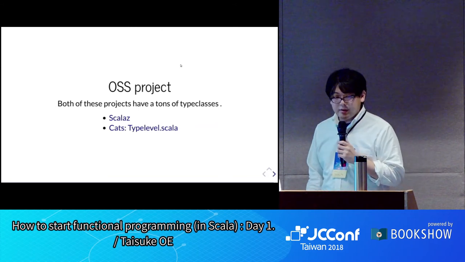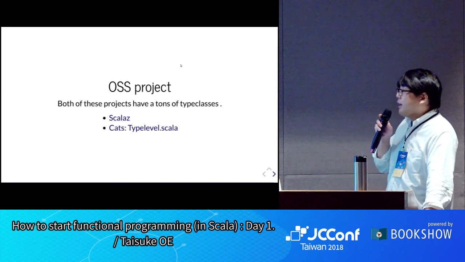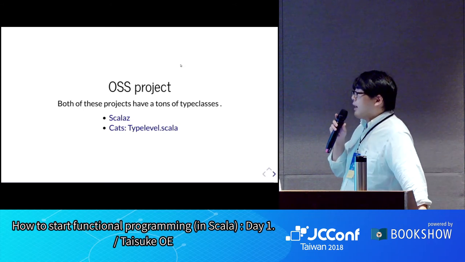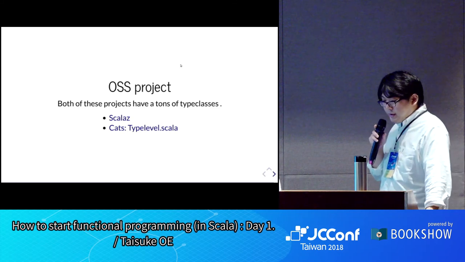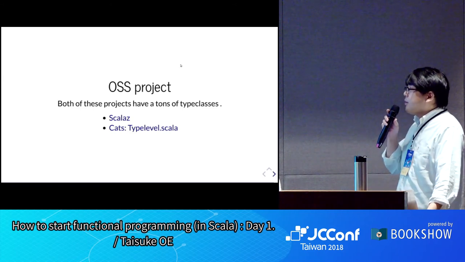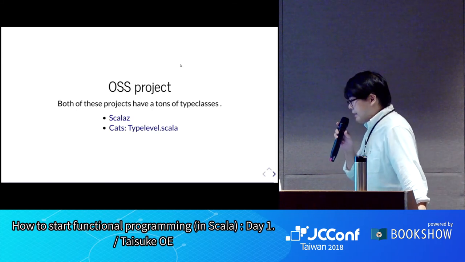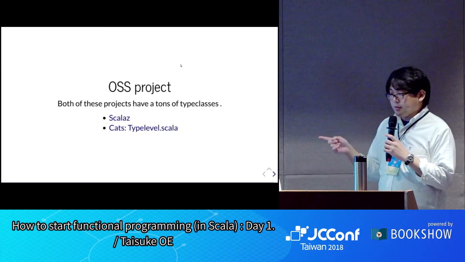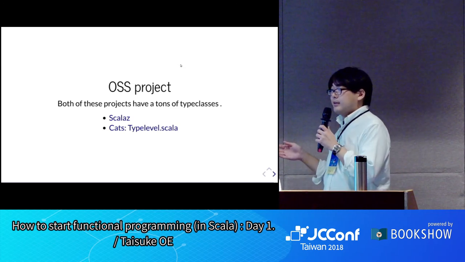And also there are many open source projects. Both the Scalaz project and the Cats project have tons of type classes against their own data types as well as Scala standard data types. What I show here, like Monoid, is also defined, of course, and the Foldable type class instance is also defined in both of the libraries. For Double, it provides the behavior that the type can be folded.